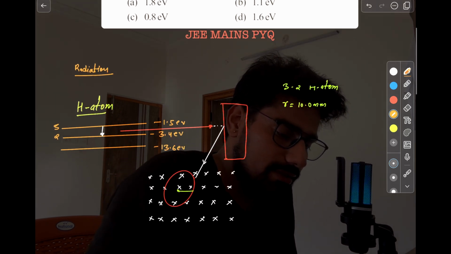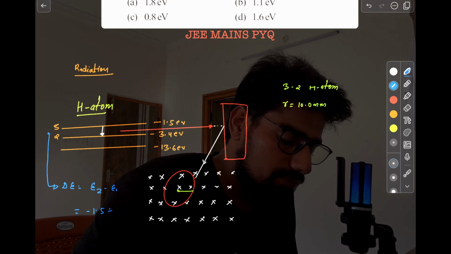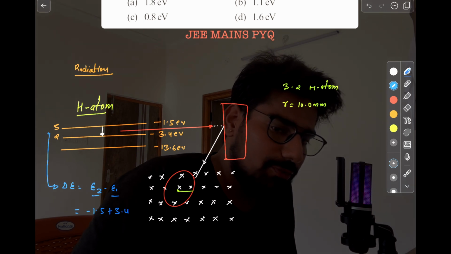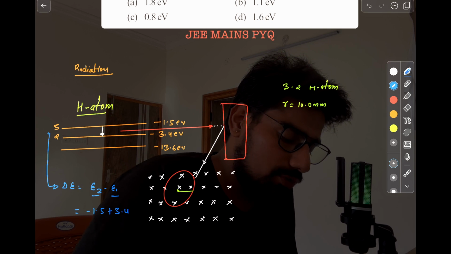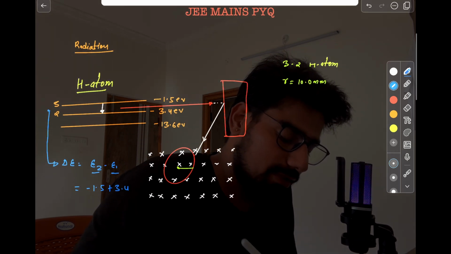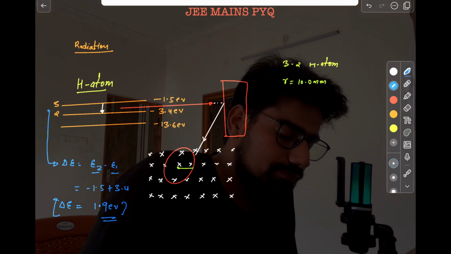So the energy is delta E equals E2 minus E1, right? So that will become minus 1.5 plus 3.4. E2 minus E1 is basically our energy difference between the lower circular orbit and the higher orbit. So it becomes minus 1.5 plus 3.4, which comes out to be 1.9 electron volt. It means the photon which is emitted has an energy of 1.9 electron volt.